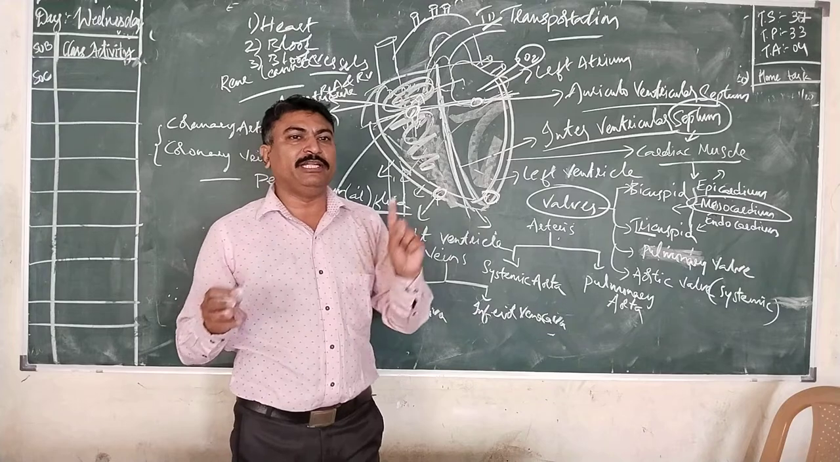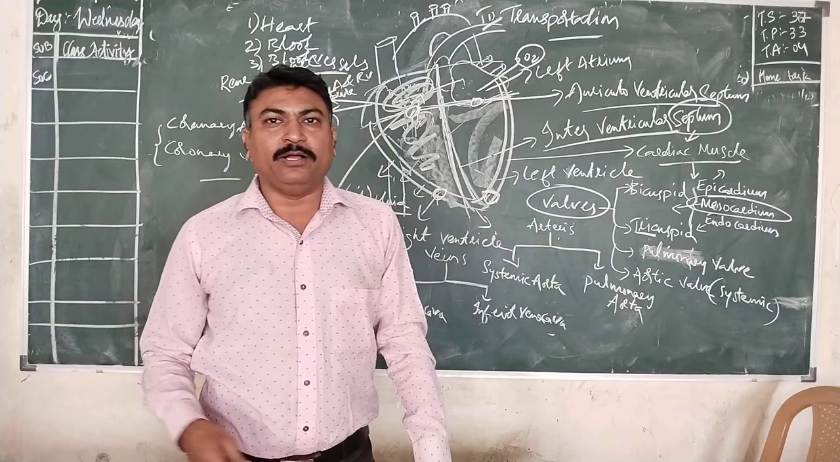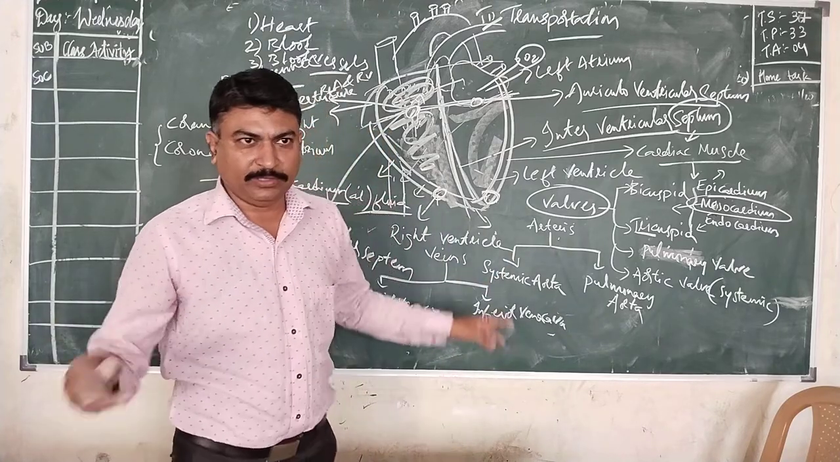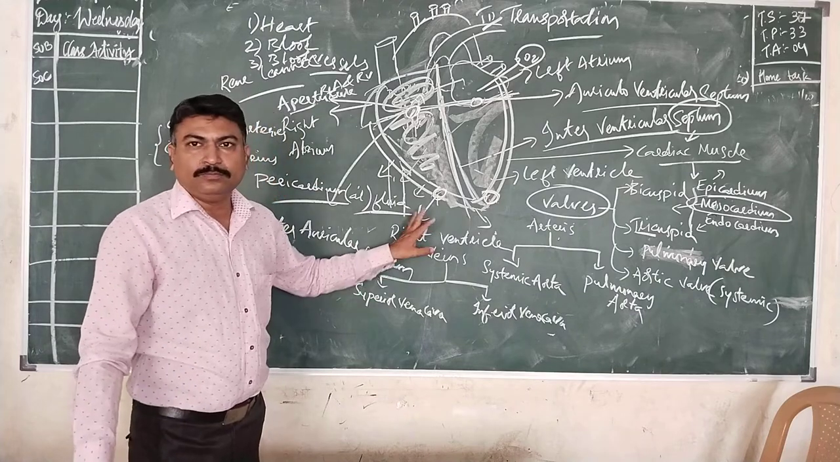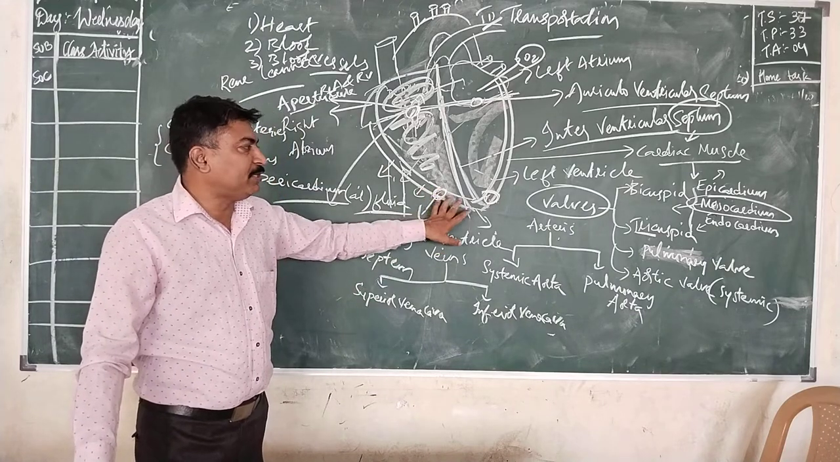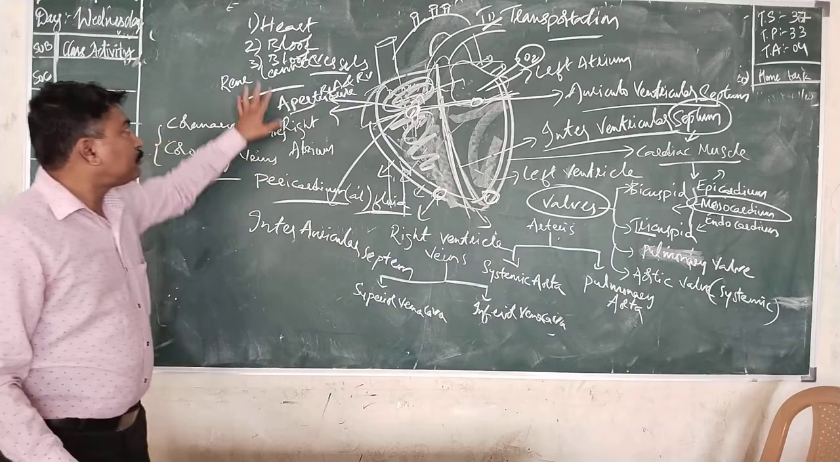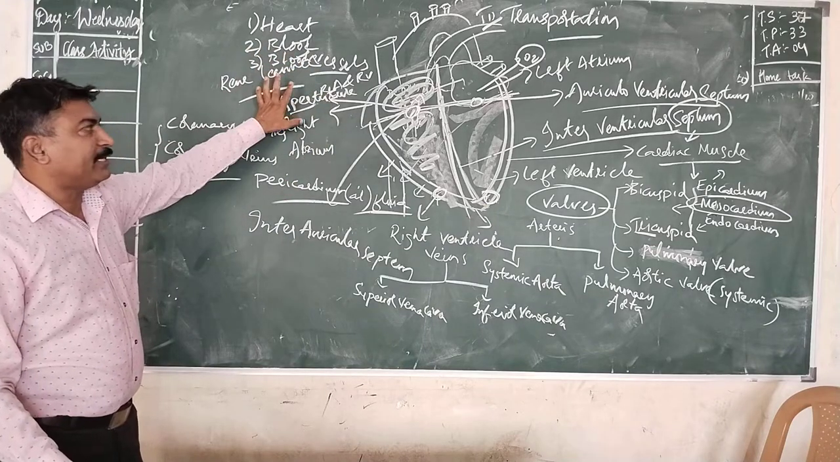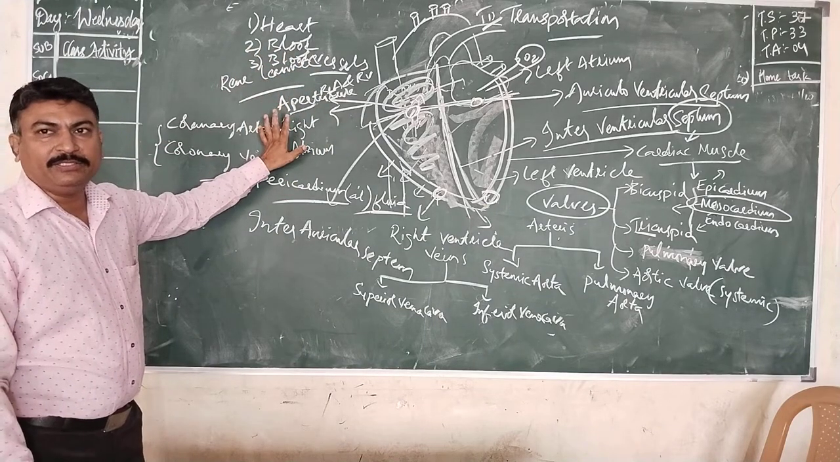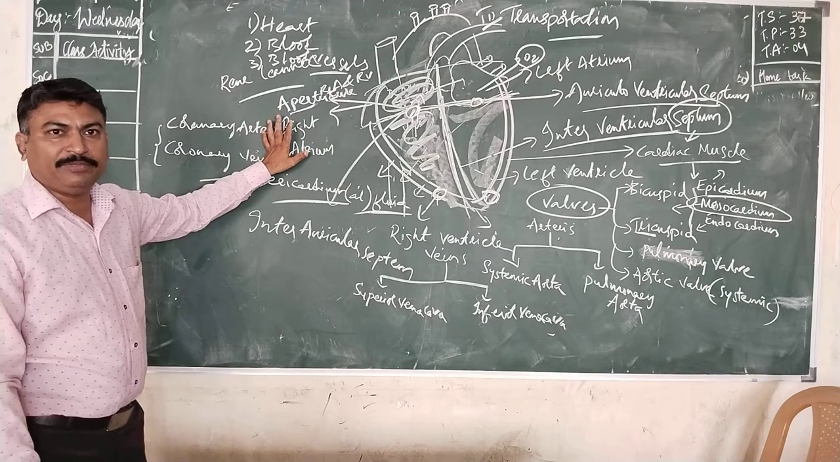Similar to the function of the valve present in your cycle tube or a scooter tube. Is it clear? So these are the functions of the valves. Now, this is the complete structure of the heart, internal structure and external structure. Is it clear with this?